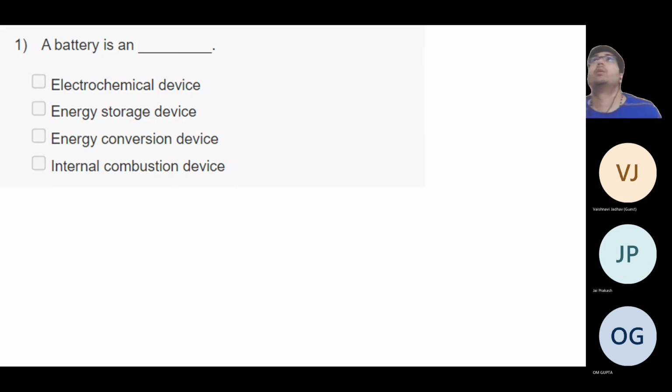Now let's come to the question section. Now we will discuss some questions. Please take 2 to 3 minutes to answer the question. Try to find the answer. Try to recall the class notes, class videos, and today's PPT. The first question is: a battery is A, an electrochemical device; B, an energy storage device; C, an energy conversion device; D, an internal combustion device. So take 2 to 3 minutes and answer.